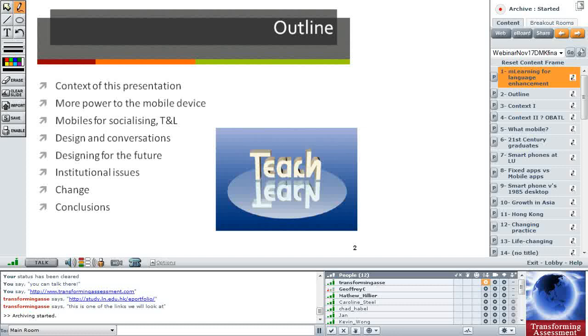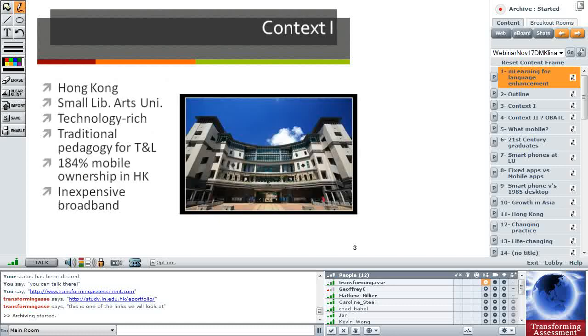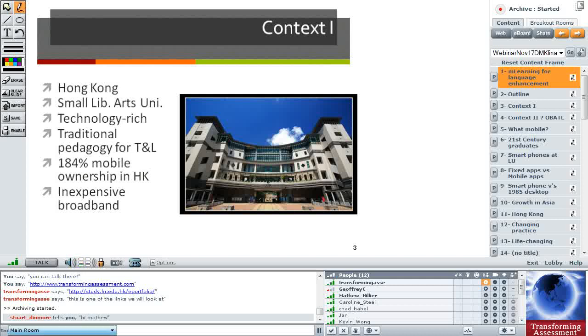The first thing that's really important to notice is we are a very small liberal arts university. That means we have an extremely broad curriculum. We're technology rich, quite well resourced, but we have some fairly conservative people, shall we say, in our institution, being mostly populated by humanities specialists.